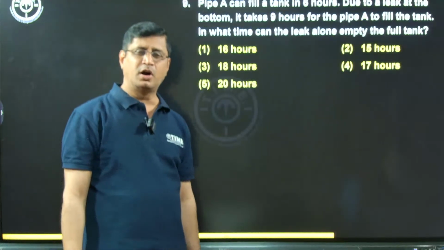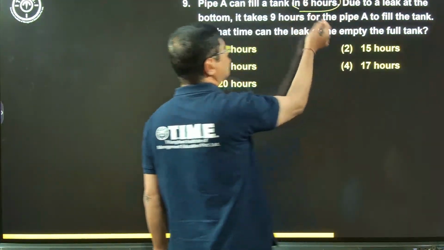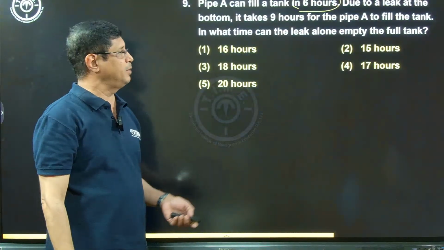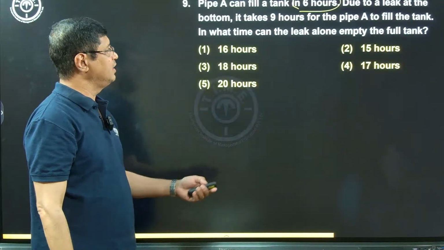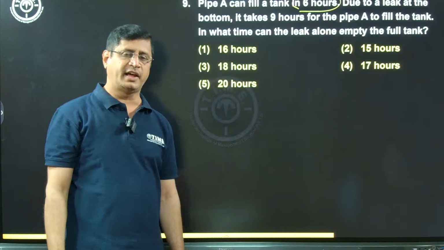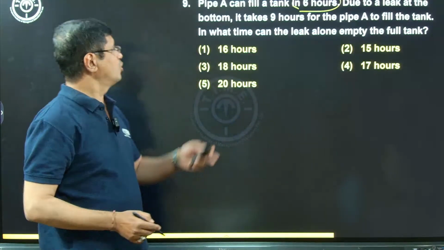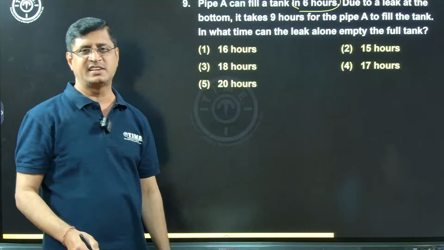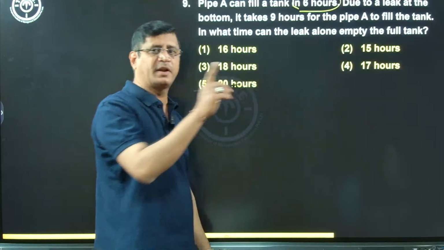Look at the next example on your screen. Pipe A can fill a tank in 6 hours. Due to a leak at the bottom, it takes 9 hours for pipe A to fill the tank. In what time can the leak alone empty the tank? Dear student, one is a filling pipe, the other is an emptying pipe. So the filling pipe can fill in 6 hours. Because of the leak at the bottom, it took 6, now becomes 9.